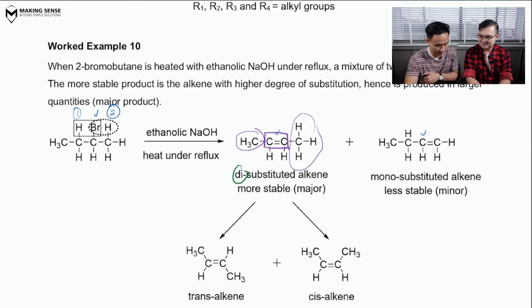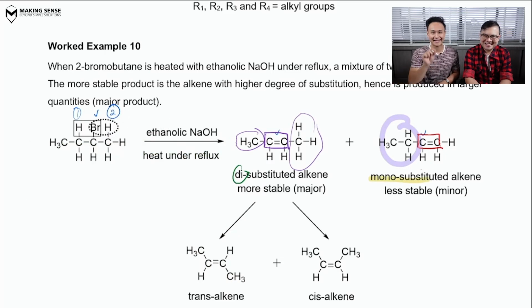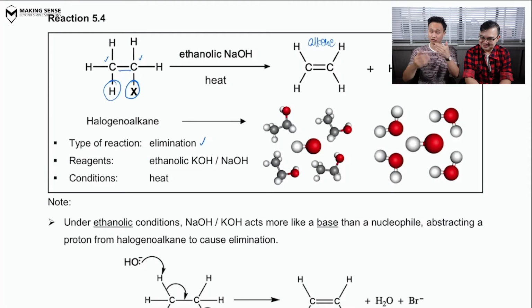Now if you look at the one on the right, this alkene double bond, how many R groups do you see directly attached? So if I look at the box itself, there's just one of them. Exactly. And this is what we call a mono substituted alkene. Now according to Zaitsev, who is dead, Zaitsev says this: the more substituted alkene will always be your major product. Okay? Now, the reagents and conditions for this is actually ethanolic KOH. Mr. Leong, do you want to bring us through this?